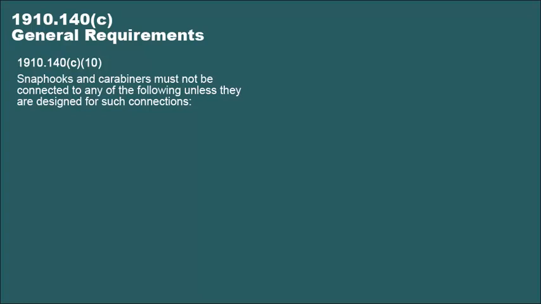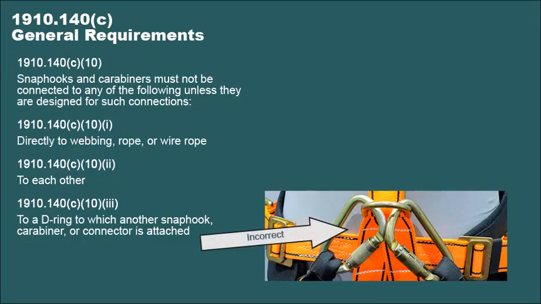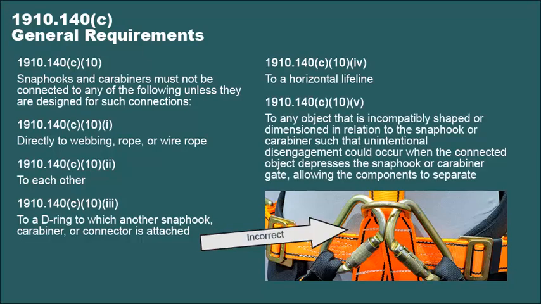1910.140C10 states, unless it is designed for the following connections, snap hooks and carabiners must not be engaged directly to webbing, rope, or wire rope, to each other, to a D-ring to which another snap hook, carabiner, or connector is attached, or to a horizontal lifeline. When not compatible to snap hooks or carabiners, a potential disengagement could be possible.